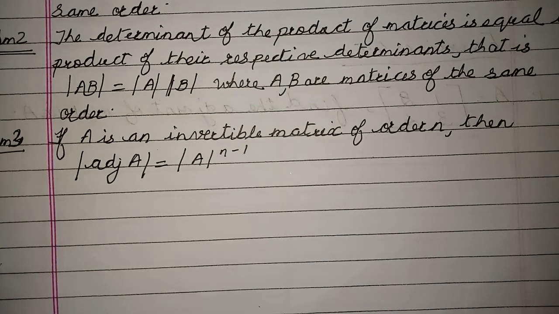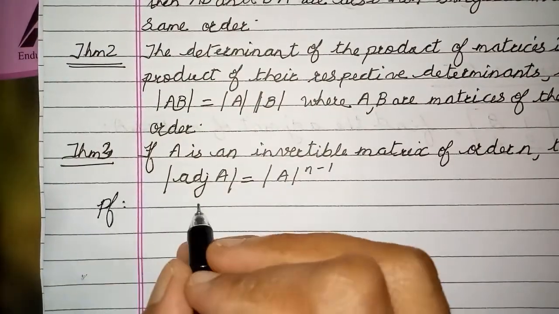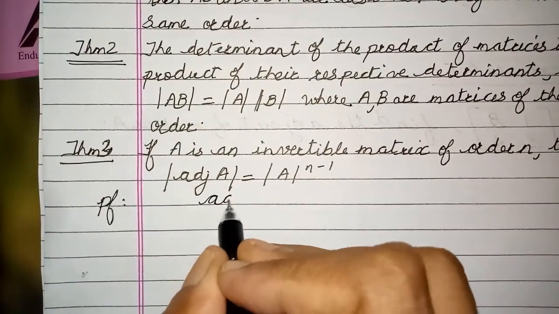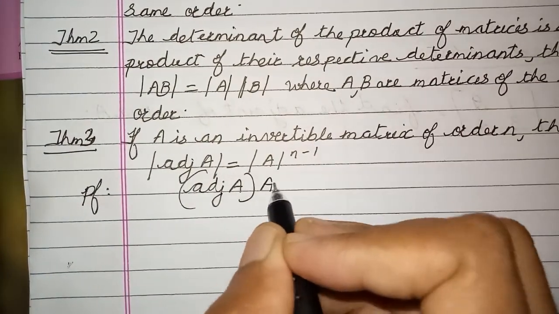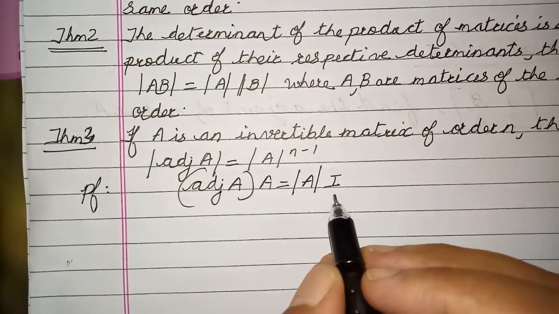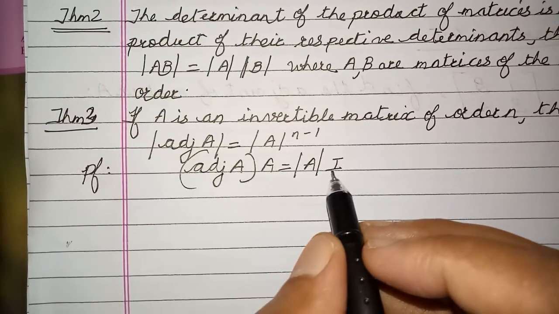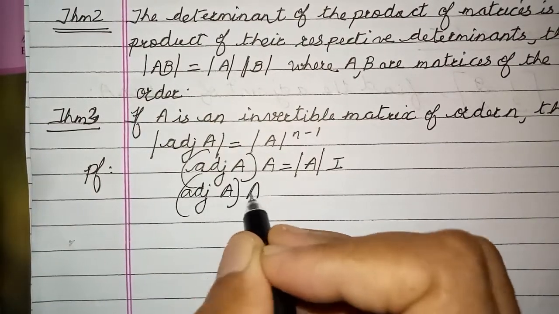Okay. In the last class, I proved a theorem in which the property was like this. You can refer to my previous lecture. Adjoint of A into A is equal to determinant of A into I. This was the last theorem I stopped at in the last class. Alright, now let us simplify this. So this means adjoint of A into A.